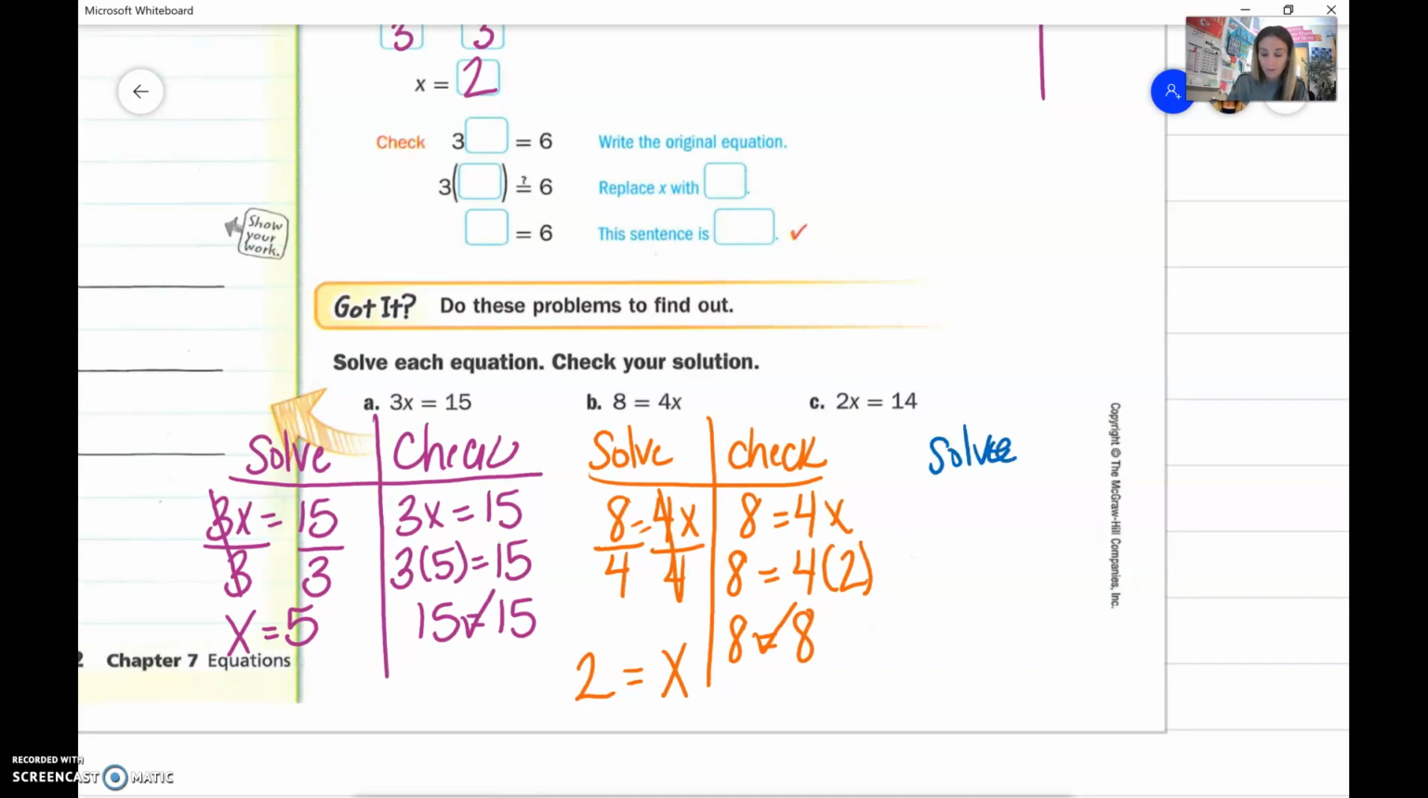Solve. Oops. Oh, there it was. It was just delayed. Check. It's funny how my handwriting looks good some days and bad another day. Don't judge.